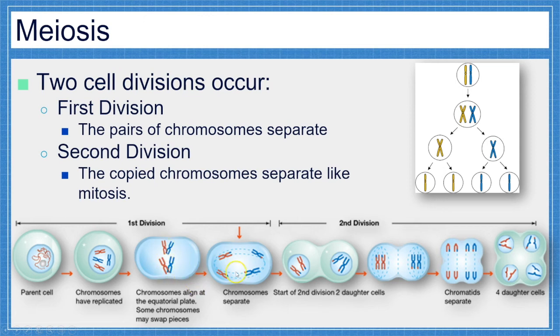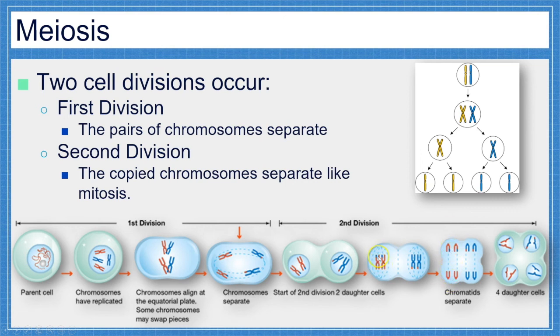But basically they line up and then the pairs of chromosomes separate. So you can see these pairs go this way and the bluish pairs go that way. Then our cell divides and we end up with essentially 2 new cells here. Then we go through the second division, and like I said, the second division is much more like mitosis. Our chromosomes line up single file, and the copies get pulled apart.